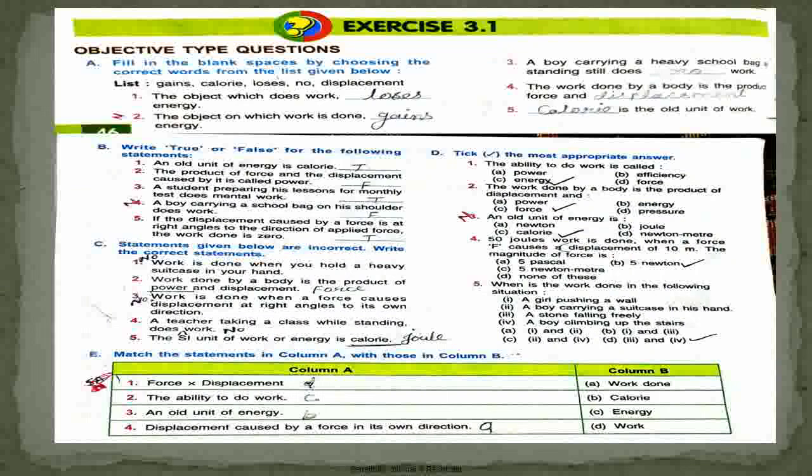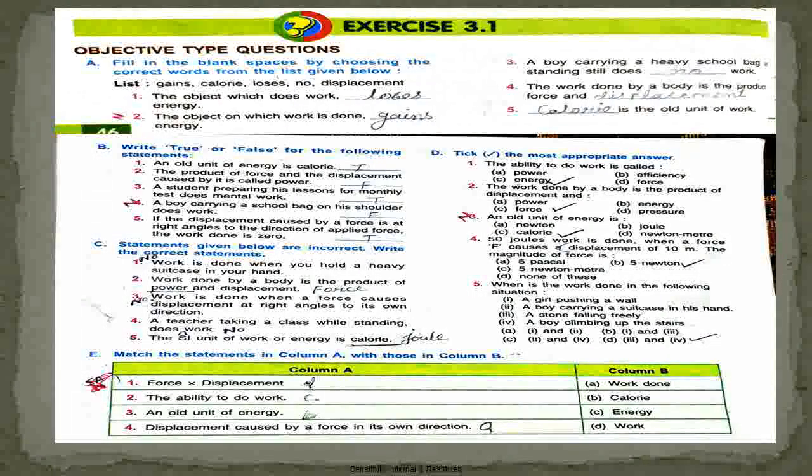Now true or false. An old unit of energy is calorie. Yes, true. First one will be true. Second one, the product of force and the displacement caused by it is called power. No, it is called work. Clear? So the second one will be false.